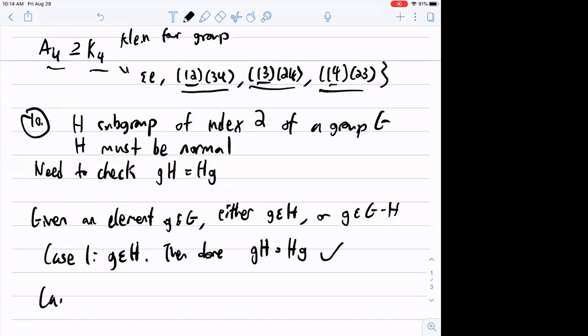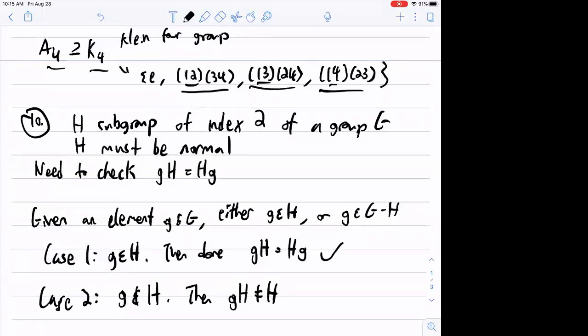So case 2: g is not in H. Then, if g is not in H, I can say that this cannot be true.